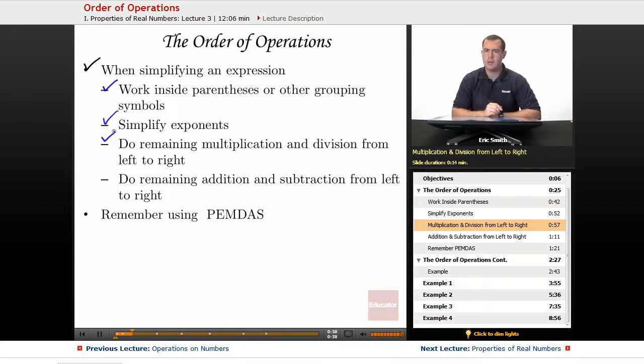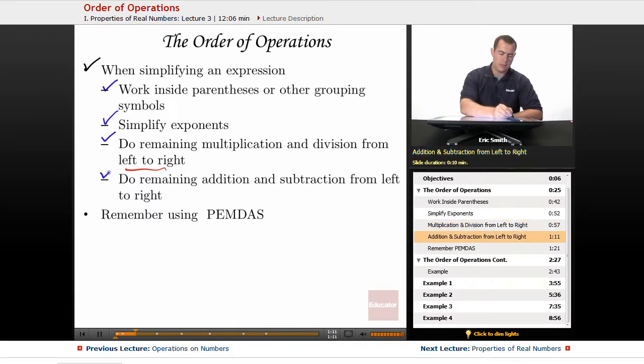Then move on to simplifying your exponents, so things raised to a power. Once you have both of those taken care of, move on to your multiplication and division. If you see lots of multiplication and division, say next to each other, remember to work these ones from left to right. Now you're ready to do any remaining addition and subtraction, and again, when it comes to which of those is more important, simply work those from left to right as well.